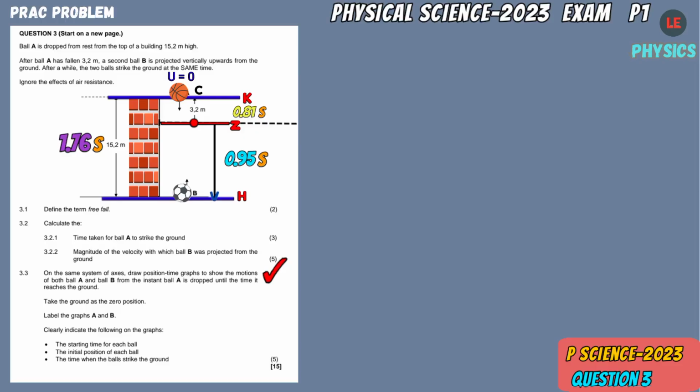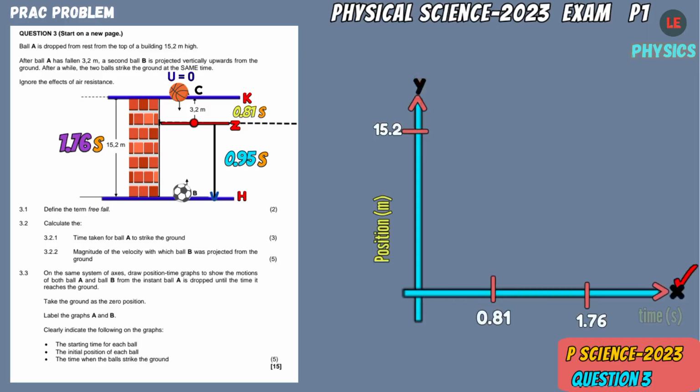The last question instructs us to draw the graph to illustrate ball C and ball B. So the graph will have distance as height on the y-axis and time on the x-axis. The ball was dropped from 15.2 meters high and took 1.76 seconds to reach the ground. And also ball B starts at 0.81 seconds, projected upwards, takes 0.95 seconds to hit the ground. When we add 0.95 to 0.81 seconds, that gives 1.76 seconds. That is where ball B landed.